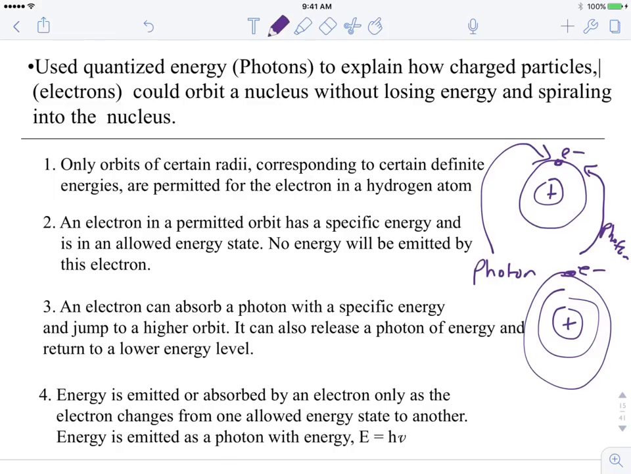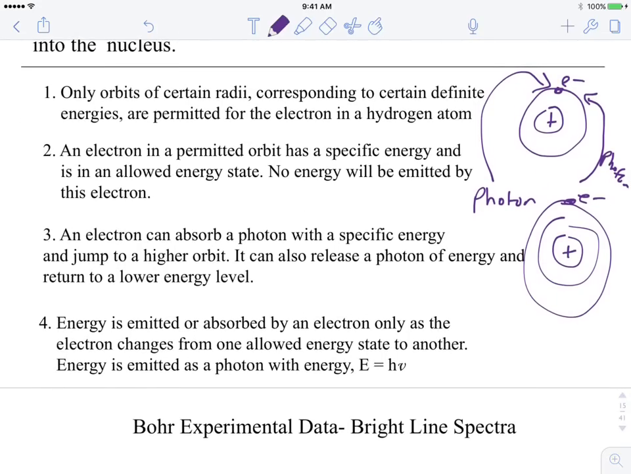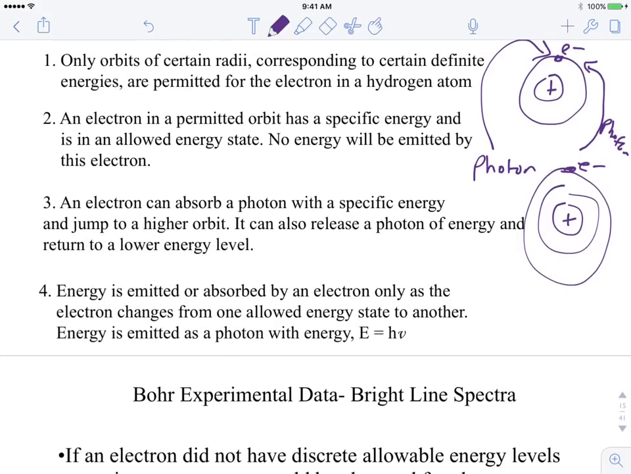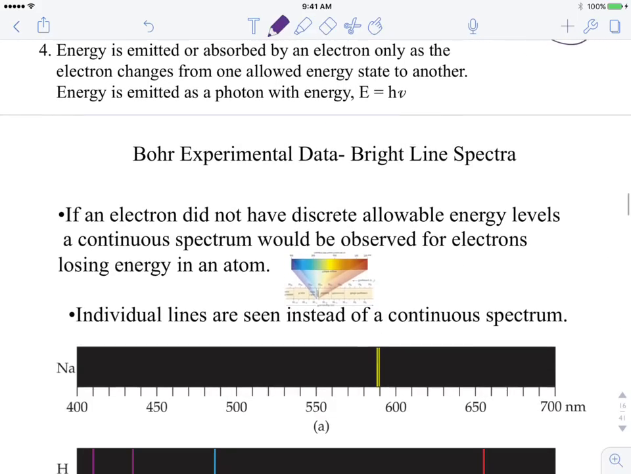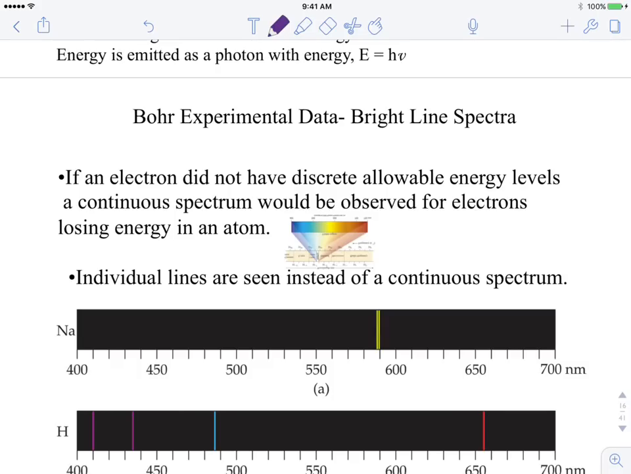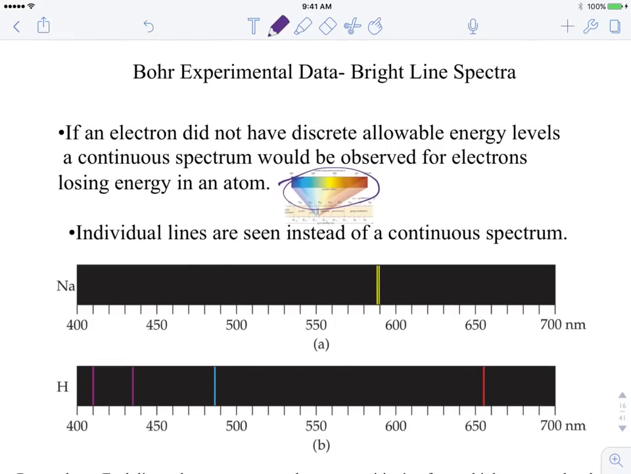So an electron can only absorb photons of energy, and it can use those photons of energy to jump between energy levels from one state to another. It can only jump between allowable orbits. This was Bohr's model, and if you want to see what it looks like when an electron releases energy: if the electron didn't have these allowable energy levels, these orbits, you would see this sort of rainbow effect being given off by atoms that were excited. But instead, what you see is these individual lines.